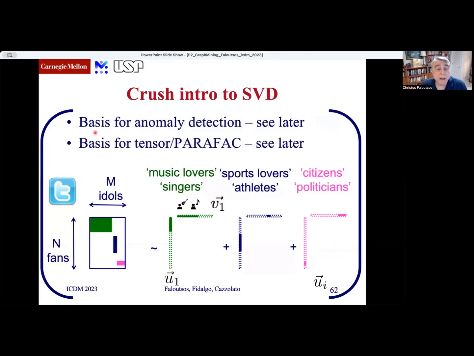So, as we'll see 20 slides later, this is the basis for anomaly detection. And as we'll see 40, 50 slides later, it can be generalized to matrices of 3 modes, the so-called tensors, like time-evolving graphs.